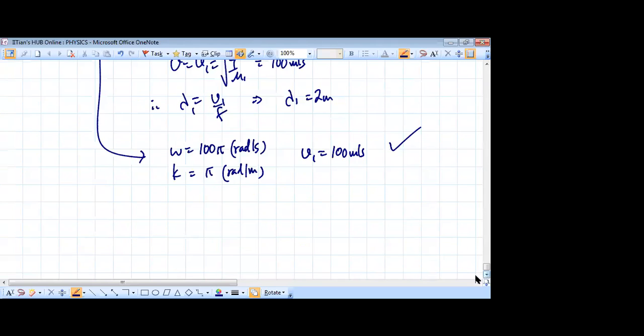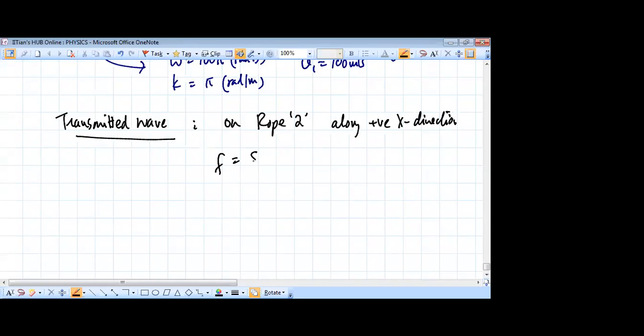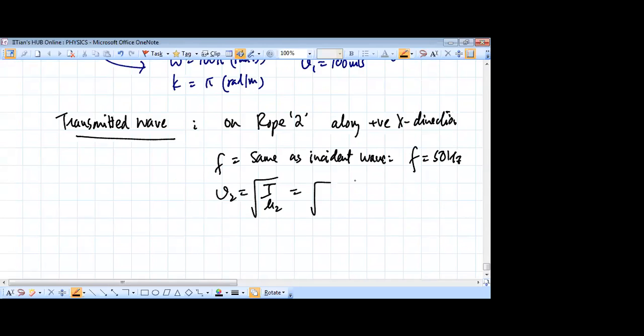That's the same thing. But the transmitted wave that is on rho 2, along the positive x direction, will have a frequency same as the incident. So the frequency will be 50 hertz, but it will have a wave speed which is the square root of T by mu2. That is the square root of 10 raised to the power 3 newtons divided by 4 into 10 raised to the power minus 1 kg per meter. So its wave speed is reduced to 50 meters per second.